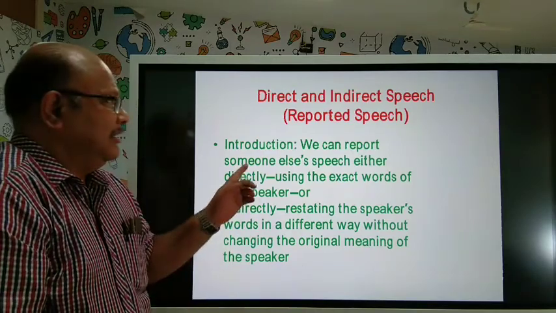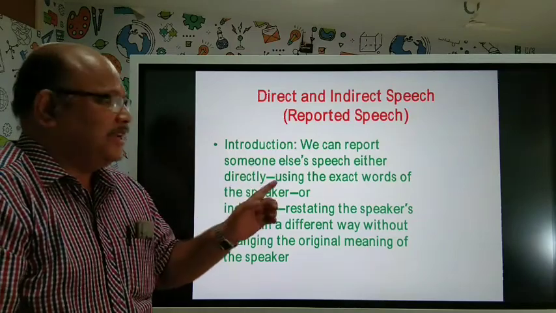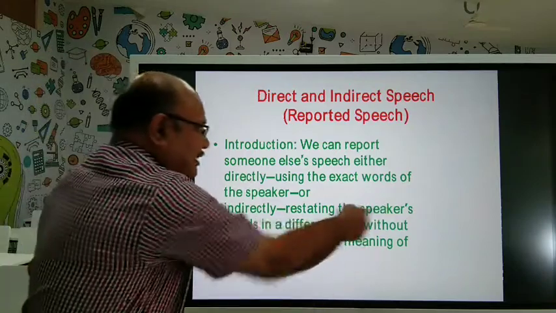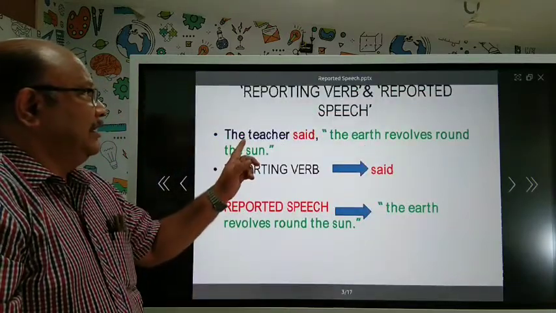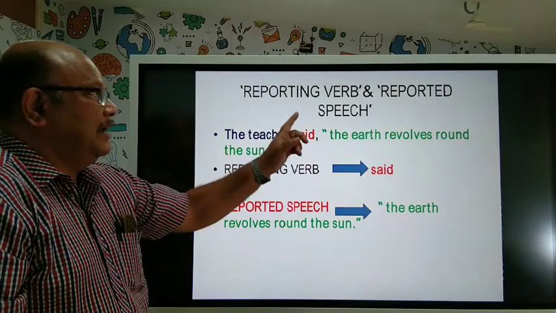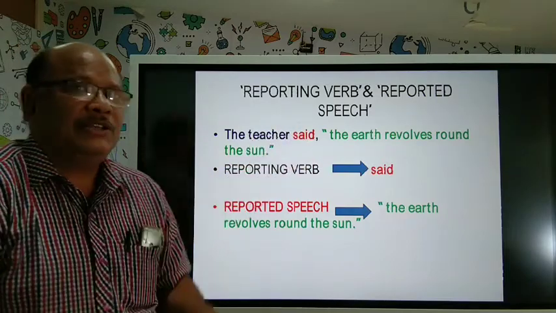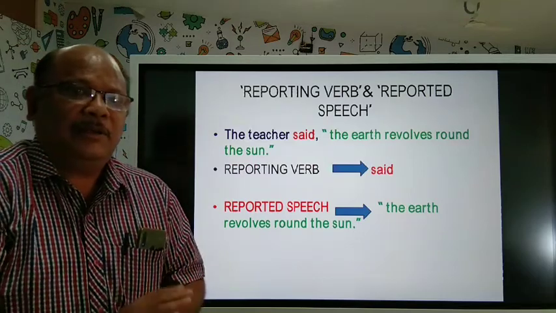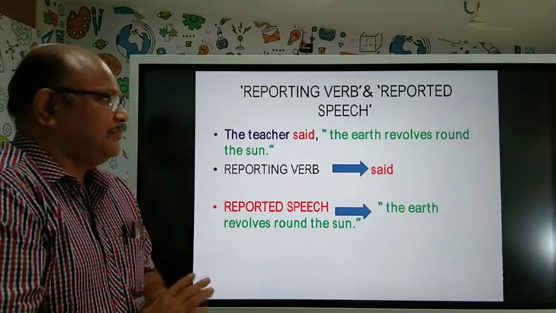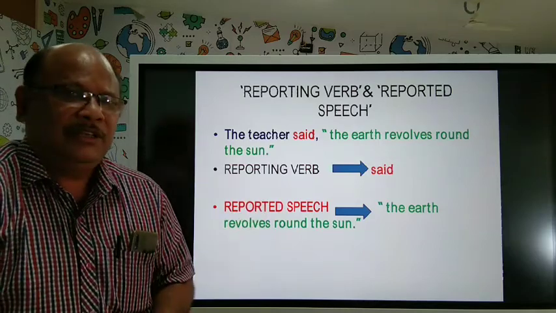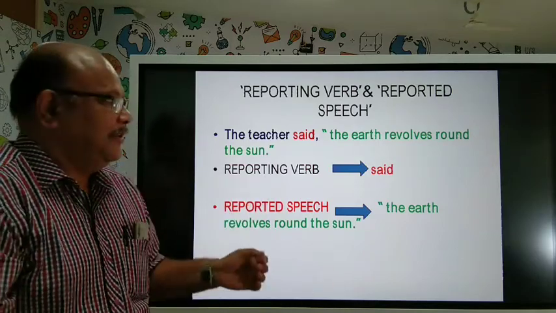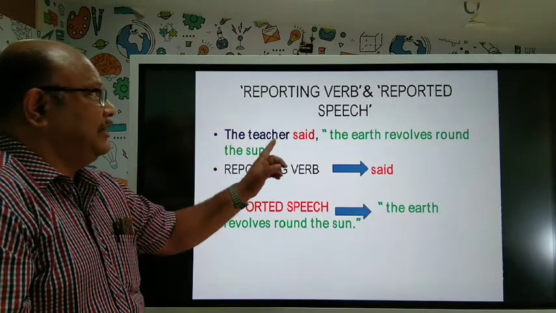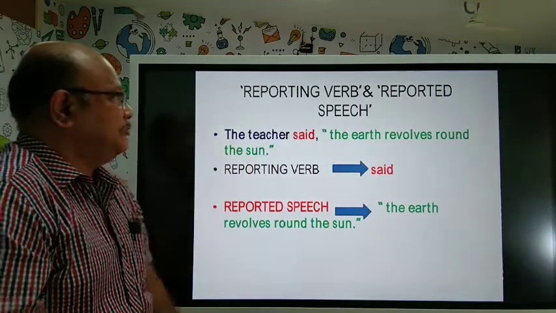Now, we should be very careful about, or very particular about, two terms: a reporting verb and a reported speech. These two things we should pay special attention to, because these two terms are used in this slide often. So you should be very clear about what is a reporting verb and what is reported speech.